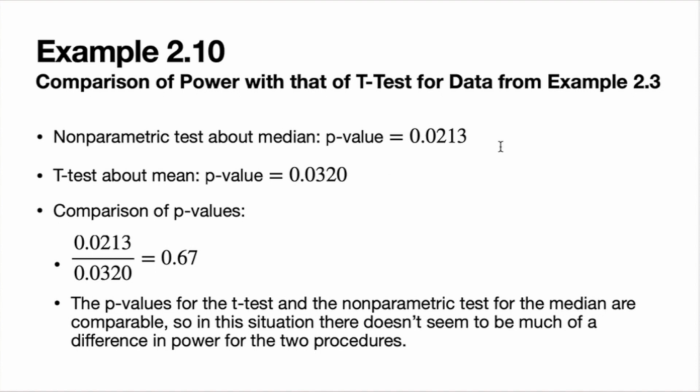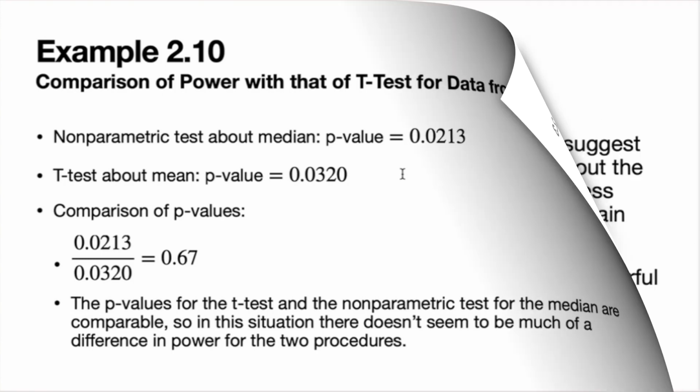If we go back to example 2.3, we see that in this case, the nonparametric test did actually a little bit better in terms of its p-value being fairly small. So the p-value of the nonparametric test was just a little bit smaller than the p-value for the t-test, right? So that's actually kind of surprising because, well, we'll talk about this in a little bit. But in this case, the two tests are comparable, it appears, in terms of power.